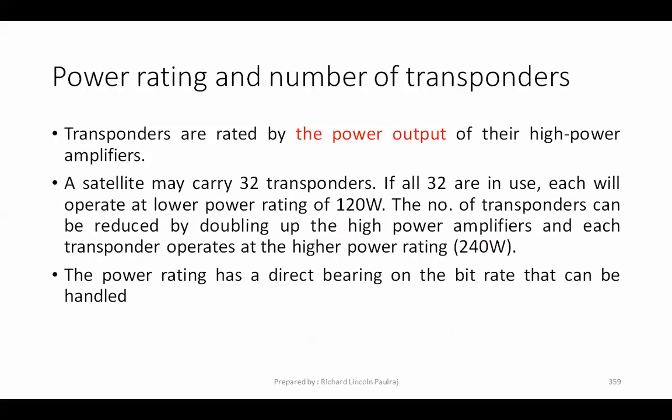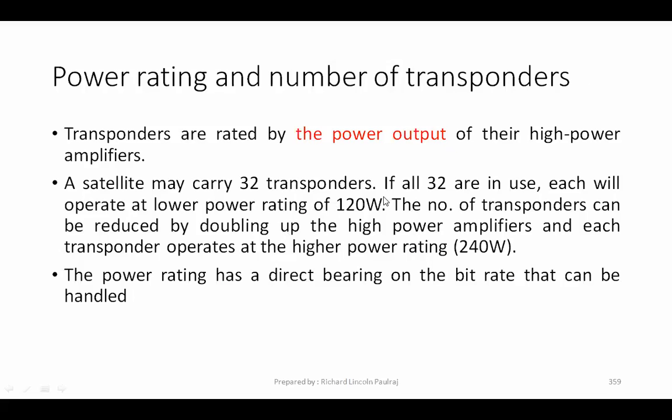So, the power rating and number of transponders. Transponders are rated by the power output of their high power amplifiers. If they have higher ratings, then they are considered to be of higher capacity, right? If their ratings are low, then it means they cannot handle higher frequencies, and they are well suited for low power applications. A satellite may carry about 32 transponders.